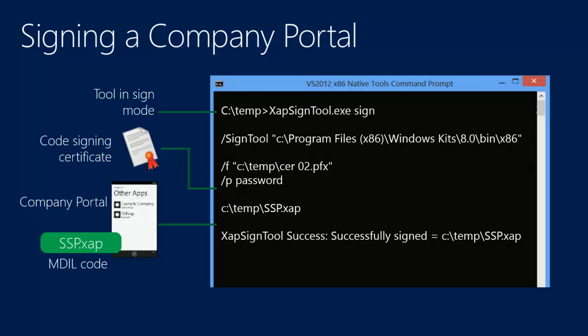So this diagram actually shows about signing company portal. So you're in the Visual Studio native tools. The tool is in sign mode. You can sign the tool using this, and this is all available on the dev.windowsphone.com. And this here is the company portal that we talked about in the previous slide. It'll go through, the Zap sign tool will sign it, and then here you have the ssp.zap that's generated.